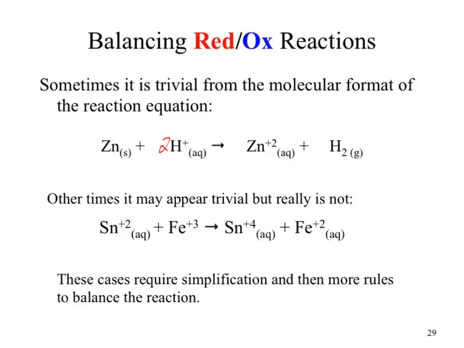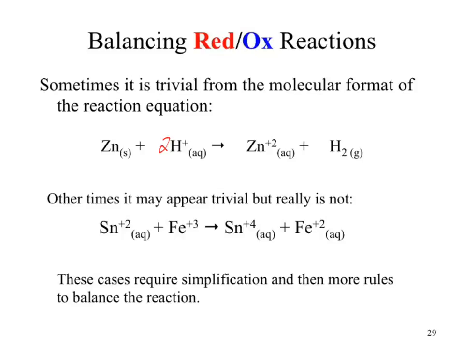If we go through and look at the next equation with the tin and the iron, our standard rules, how many tins? 1 and 1. How many irons? 1 and 1. According to our standard rule set, that looks balanced. As soon as we move into redox, we have to take into consideration other things that are changing in the course of the reaction.